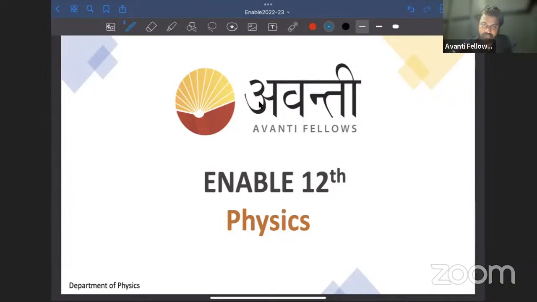Okay, so Wardha is there, Silvassa, Jalgaon. Okay. So without wasting much time, let's start the chapter. Good evening, everyone.